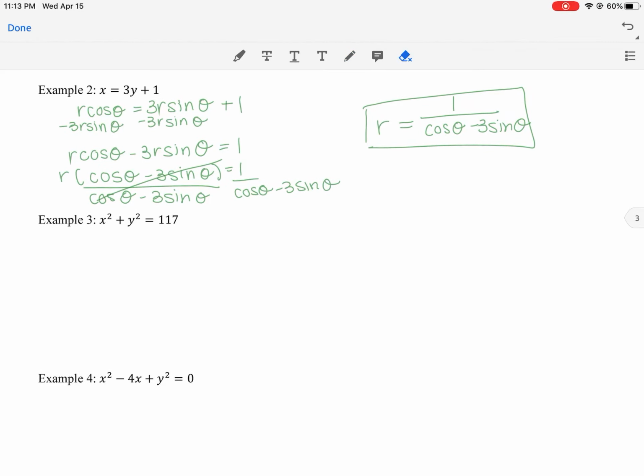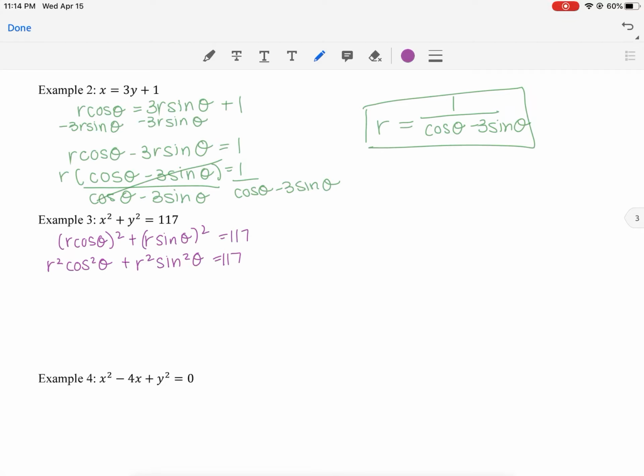Okay, let's look at this next part. I'm going to show you 2 different ways to think about this next one. So at first, if we just follow what we have been doing, you're like, okay, I'm going to replace x with r cosine theta, and then I'm going to square it, plus r sine theta, and then I'm going to square it. So then you get r squared cosine squared theta plus r squared sine squared theta equals 117. You're like, okay, I know what I'm doing. Last time we solved for r, so let's factor it out again. And then I'm left with cosine squared theta plus sine squared theta equals 117 still.